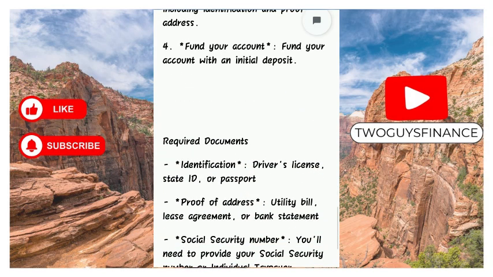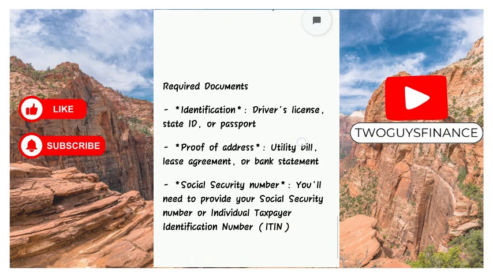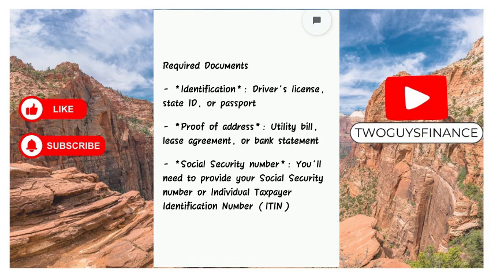Now the required documents: you're going to need a driver's license, state identification card, or passport. For proof of address, you can use your utility bill, lease agreement, or bank statement. And don't forget, you're also going to need your Social Security number, or you could use your Individual Taxpayer Identification Number.